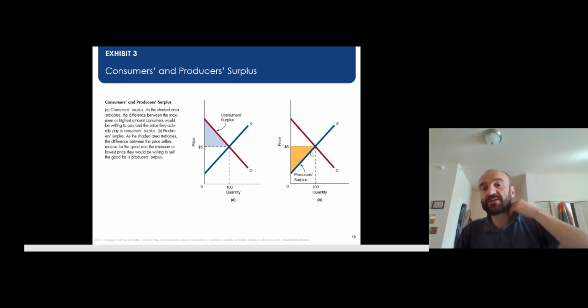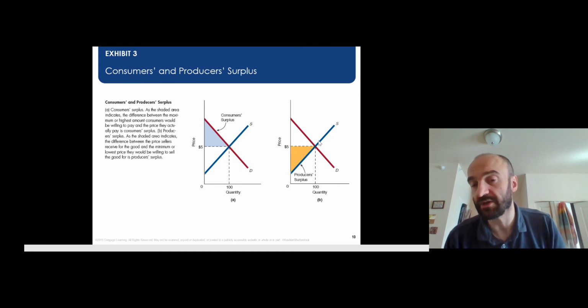Producer surplus, on the other hand, is the difference between the actual market price, the same price here of $5, and the minimum selling price at which producers are ready to sell. So buyers want to buy at as low a price as possible, sellers want to sell at as high a price as possible. This part of the supply curve above the equilibrium level is not in the market because their minimum selling prices are higher than $5.